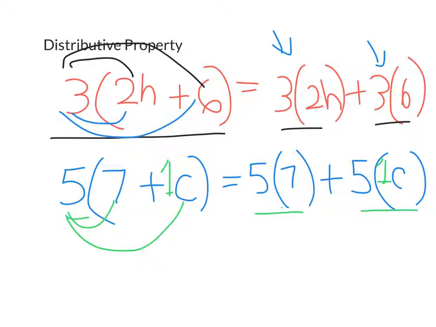So again, this was the basic introduction to the distributive property and a review of the commutative property and associative property. That's all we're going to do today. We're going to tackle these more tomorrow.